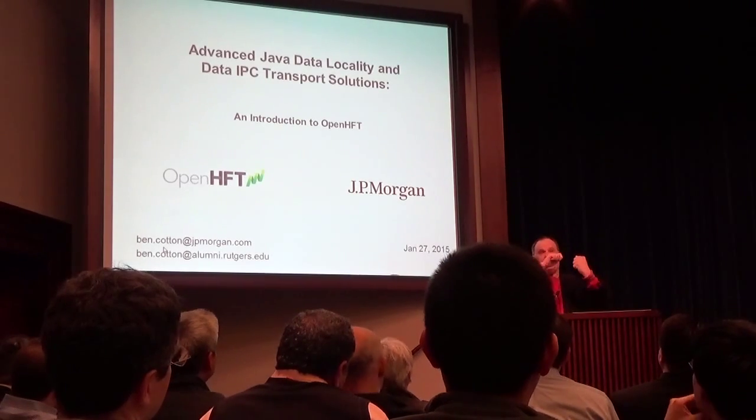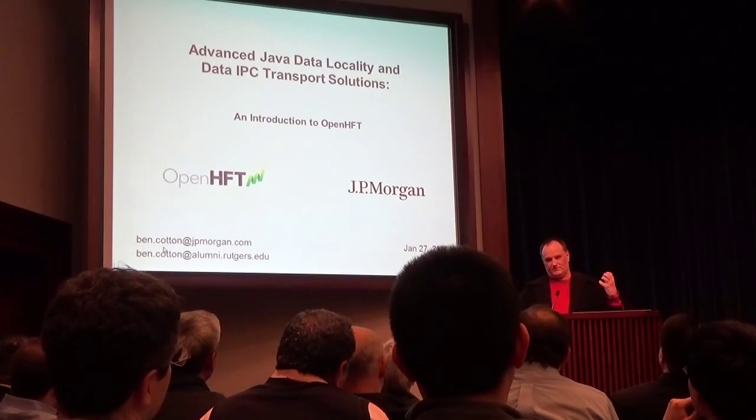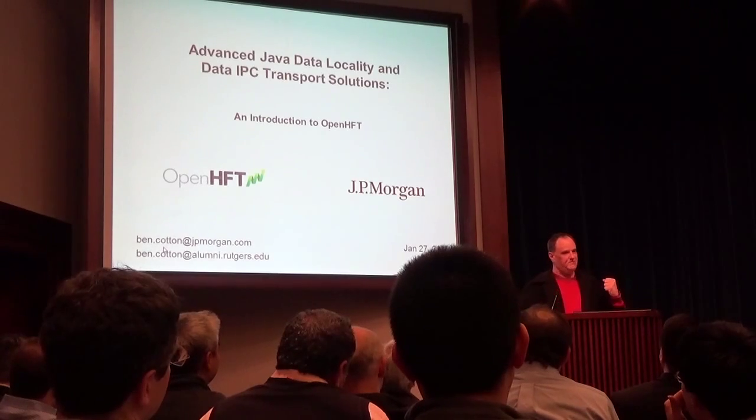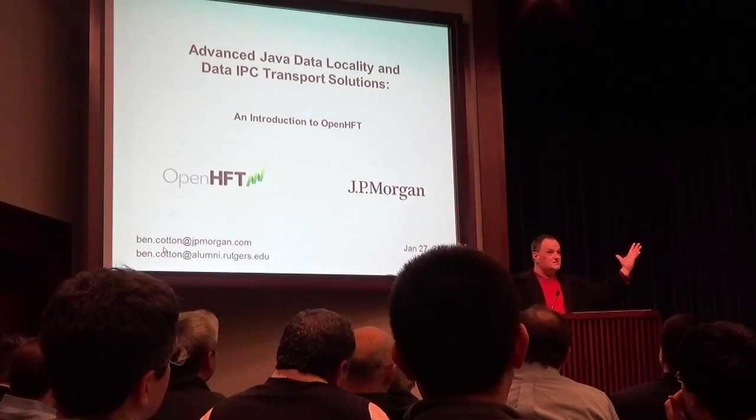So if you want to stop stop-the-world garbage collection, get rid of objects on your heap. Has anyone ever heard of sun.misc.Unsafe as an API? Yeah. Does anyone know what it does?